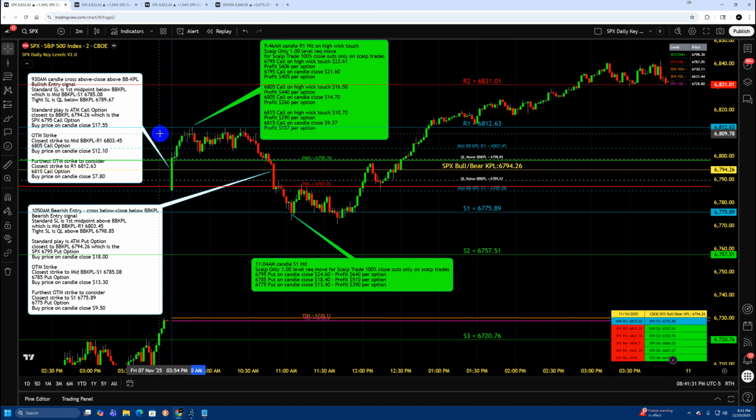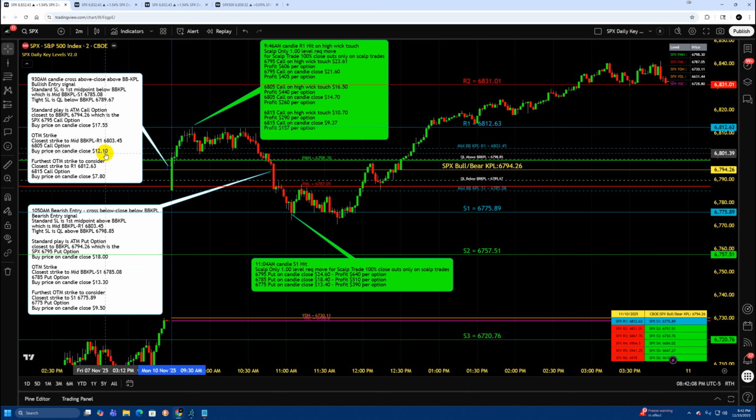Now, how do you figure the out of the money strikes? You simply take the level that you're trading from, in this case the BBKPL, and the direction that you're trading, in this case bullish, so we're looking up. You look up, and the first midpoint level above the level that you're trading, what is the closest strike to this level? 68.0345, and that is going to be the 68.05 call option. The buy price on the candle close for this option was $12.10.